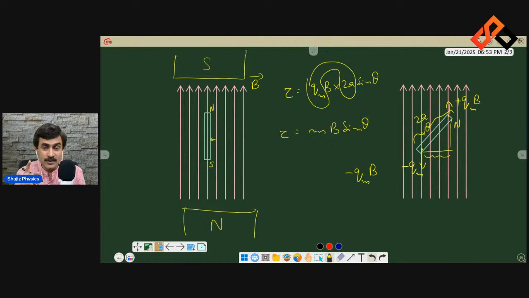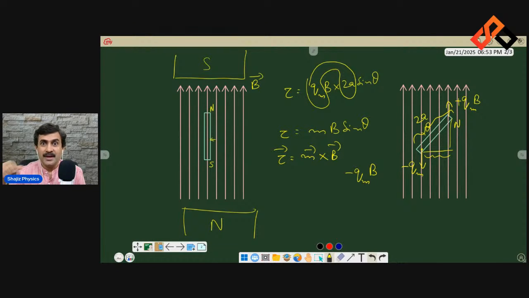Now you think about this, mB sine theta. In that equation also sine theta comes. So remember the thumb rule: whenever there is a sine theta appearing in any equation, there is a strong chance for that equation to be represented as the cross product of two vectors. So here torque tau is equal to m vector cross B vector. So this is the torque.